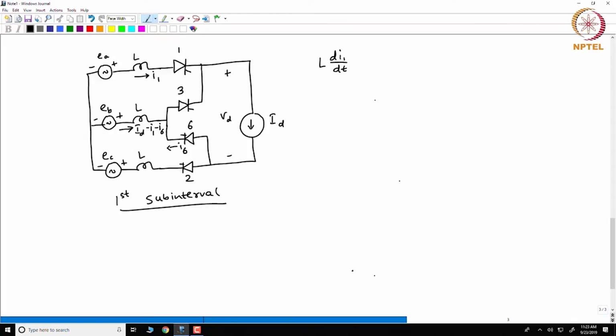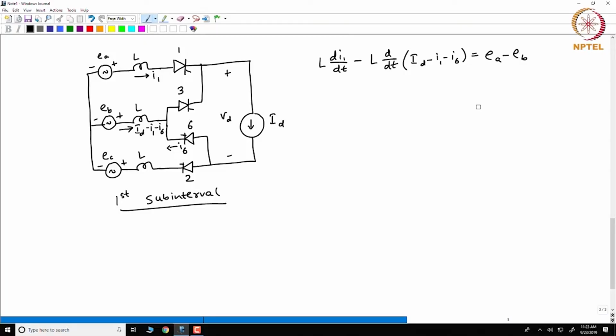So if I apply Kirchhoff's voltage law, minus L d by dt of (Id minus I1 minus I6) is equal to what? EA minus EB. So I have to just simplify this and get the equation, that's all.